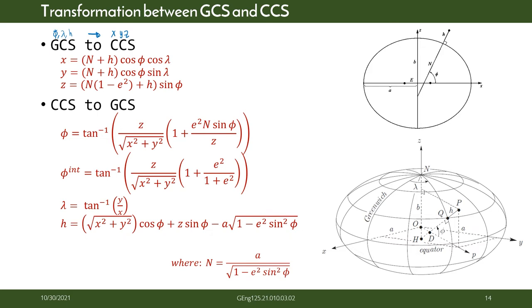I will not discuss this formula anymore. It's understandable and easy to follow. So where N is, what is your N? That is your radius of curvature.